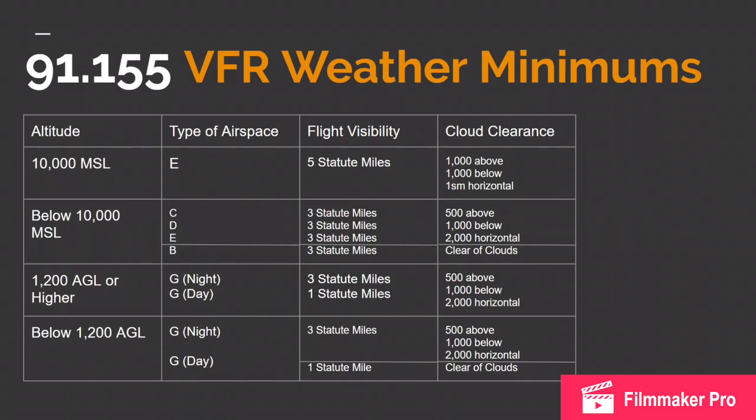As you can see, you look at the altitude of your route of flight along with the airspaces that you'll be flying in and out of to maintain your minimums. For Class Echo, if you're above 10,000 feet, you're going to need 5 statute miles of visibility, 1,000 feet above, 1,000 below, and 1 statute mile horizontal from any clouds.